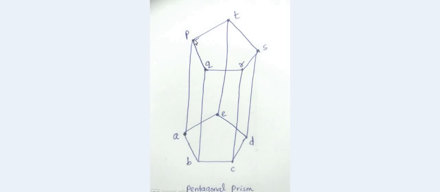Likewise, the corners of the upper pentagon we will always name as P, Q, R, S, T. Moreover, above this point A we will always place point P. Above point B we will place Q. Above point C we will place R in every problem. So it would be D and S, and E and T.